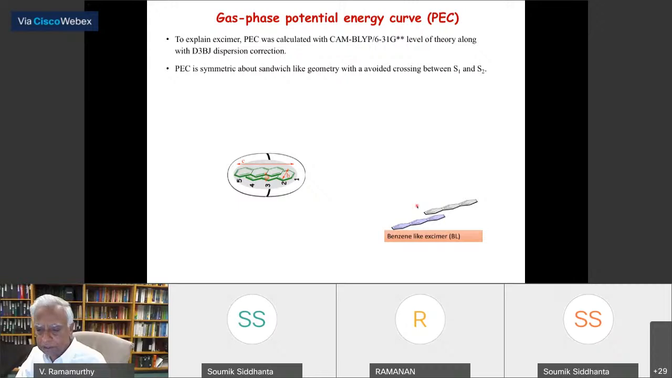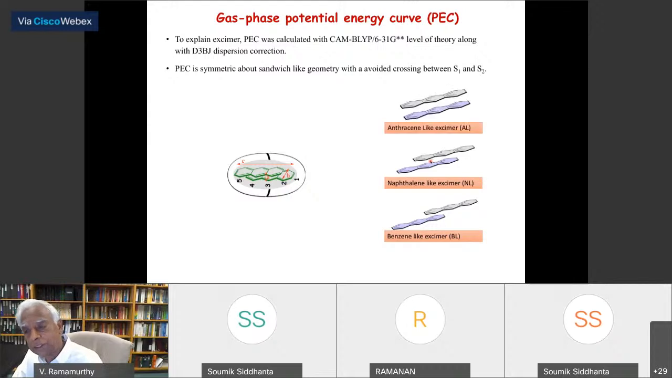So if you go to the literature, again, there are lots of people who work on this kind of topic. We think that everybody is working on nanoparticles or material science, but there are lots of people who work on projects like this. So this is a recent paper on excimer emission of anthracene. They say excimers can be benzene-like, that is two benzenes overlapping, or two naphthalenes overlapping, or two anthracenes overlapping. So there are three types of excimers: anthracene-like, naphthalene-like, benzene-like. In the gas phase, all three are possible, and people struggle to see the emission from all three, okay?